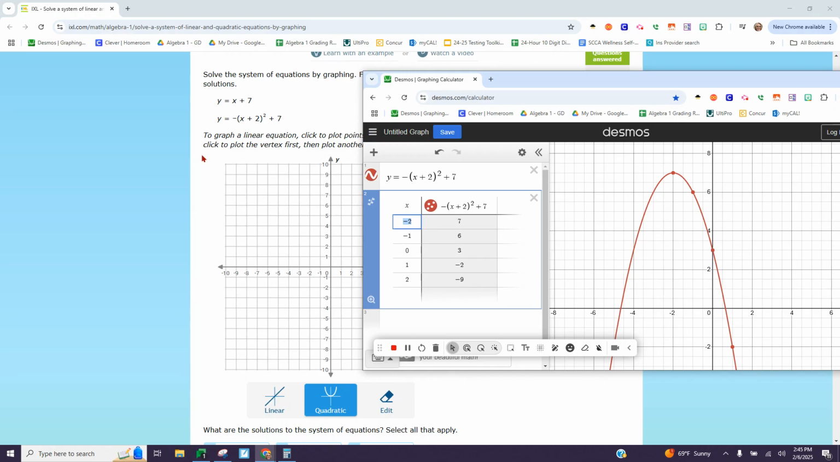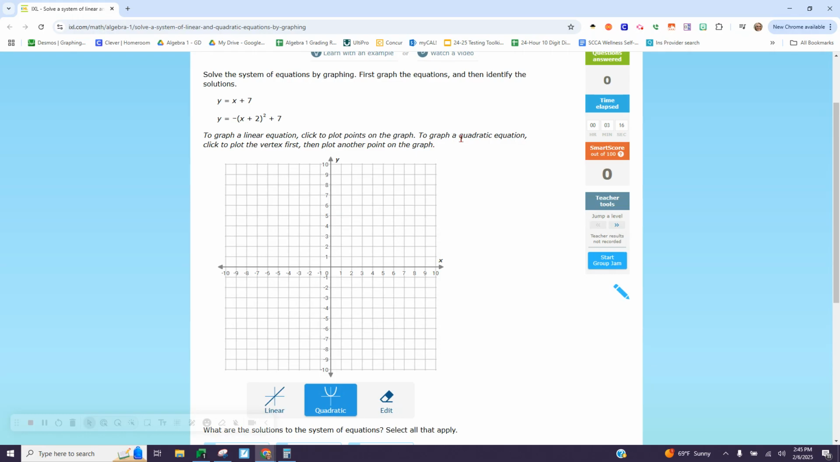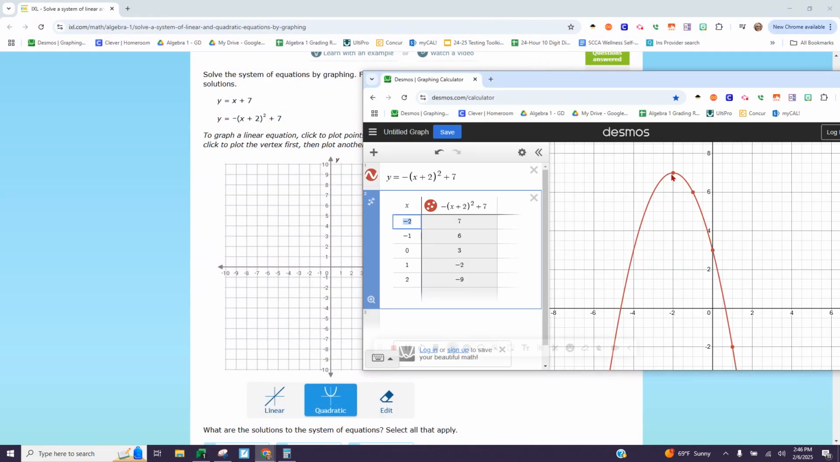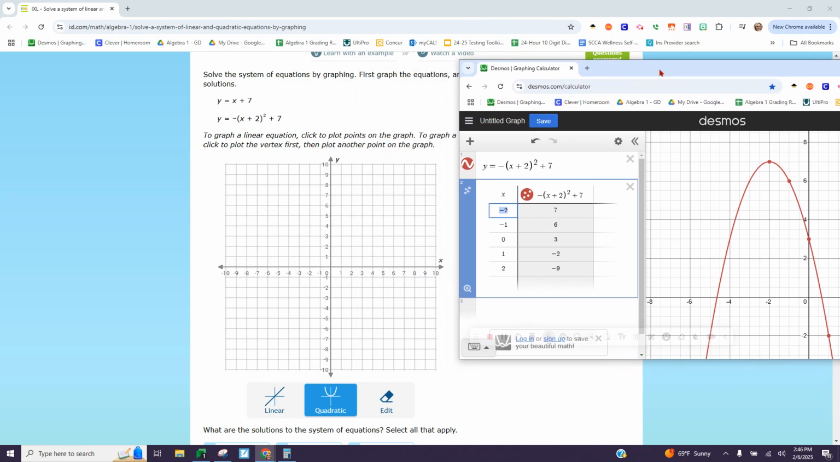So we hope that helps you be able to plot those points. It does say to graph the quadratic, to plot the vertex for it first. The vertex is the top of the graph or the bottom of the graph, okay? And then plot another point. So you can have all kinds of points here that it gives you.